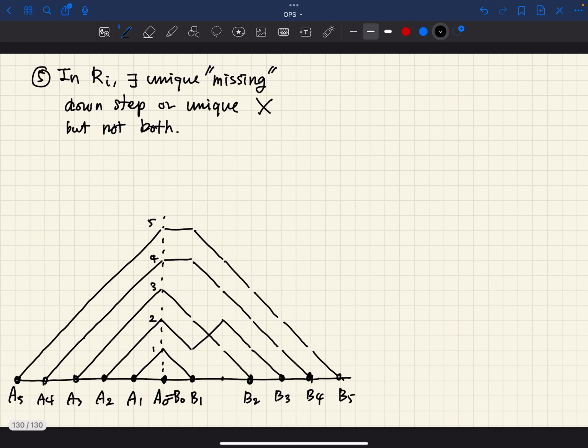So let's write down what those are. So here, this is the missing step. Maybe I can write it bigger. This is the missing down step. This is the missing down step. This is the missing down step. And this is the figure 8. This is the missing down step like that. So we always have a situation like this. And 6.